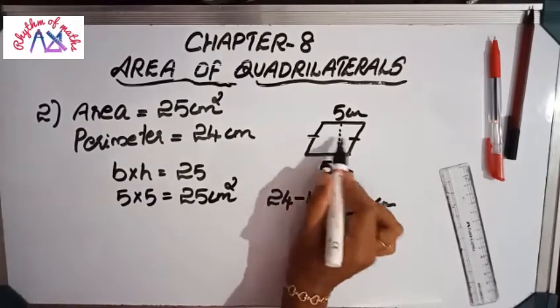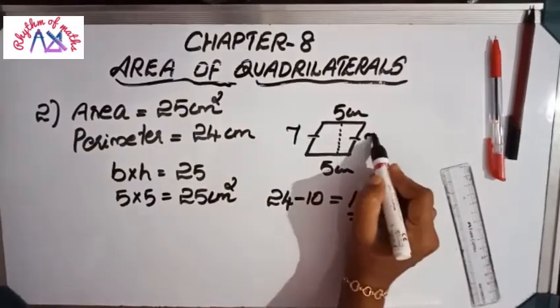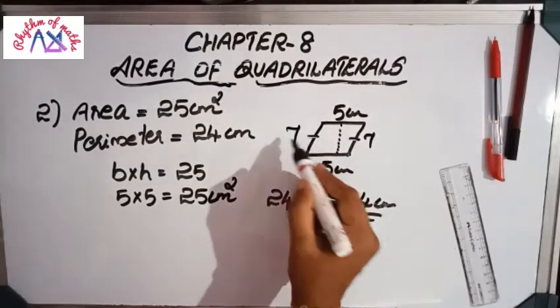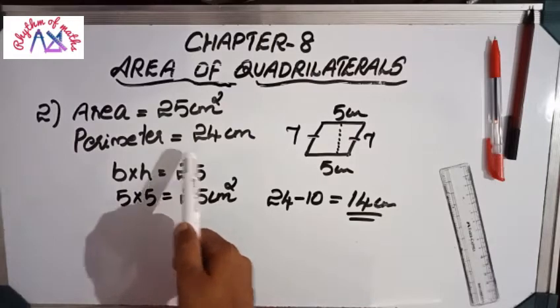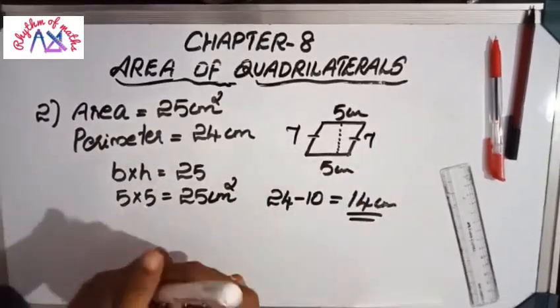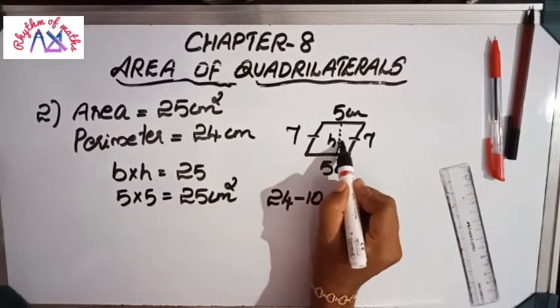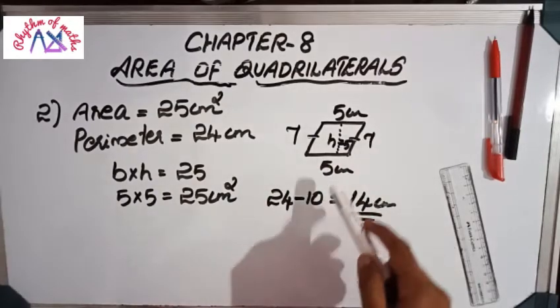So what will be these two sides? What is the possibility of these two sides? This must be 7 and 7. Then only we will get 14. So 5 plus 5, 10. 10 plus 14, 24 centimeter we will get as perimeter. And area is 5 into 5 centimeter. Height, okay, not this 5 and this 5. This perpendicular height must be 5 centimeter. So these are the measurements to draw.